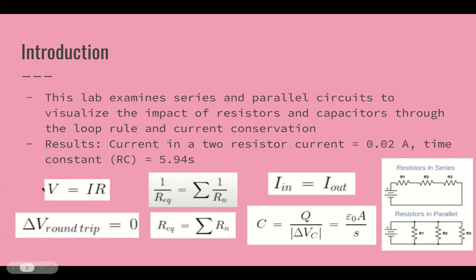Here are my basic physics concepts. This is the loop rule, which says that the voltage of a round trip is zero, and voltage is equal to current times resistance. This is calculating resistance over here. Here's the node rule, which is the idea that the current going into a node is the same as the current coming out. Here's how I calculate capacitance. And here is an example of resistors in series, which we're going to look at, and also a resistor in parallel.